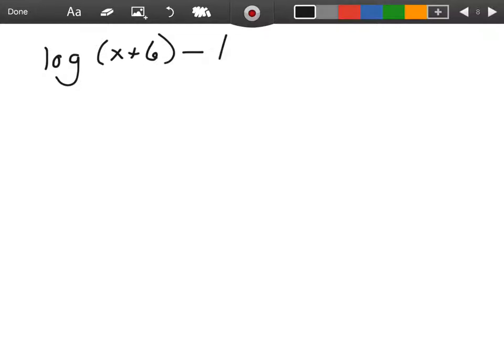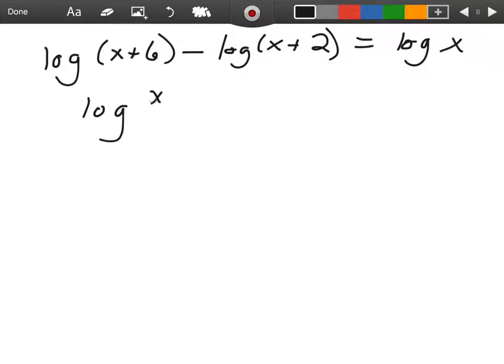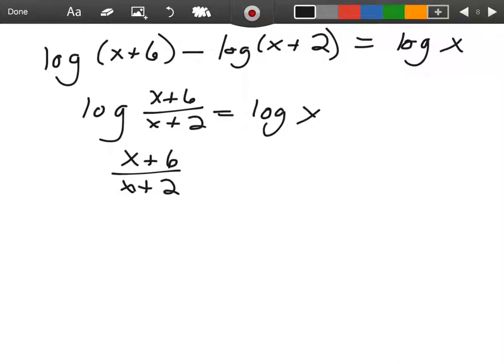So let's say I have log of x plus 6 minus log of x plus 2 equals log of x. I can combine those two on the left-hand side because it's subtraction, so it's x plus 6 over x plus 2. And I can just drop the logs from both sides. So we get x plus 6 equals x times x plus 2.